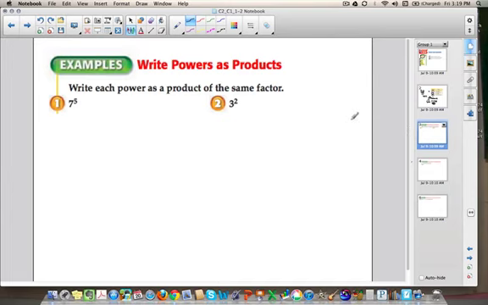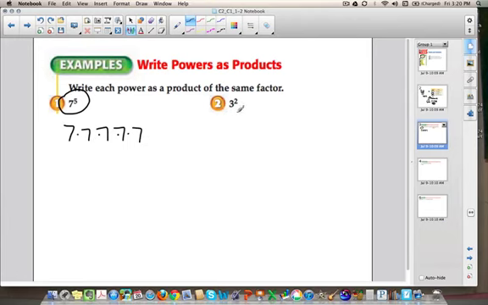Here are our first 2 examples for today, where we need to be able to write each power as a product of the same factor. So in other words, we need to be able to write what this means. What does 7 to the 5th power mean? Well, remember, it means 7 times itself 5 times. So I'm going to write 7 times 7 times 7 times 7 times 7. Let's check. 1, 2, 3, 4, 5. I have 5 7s.